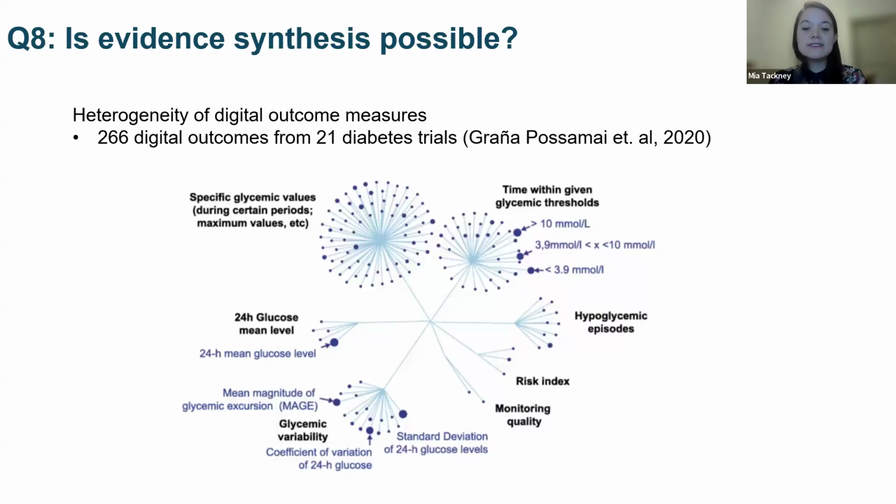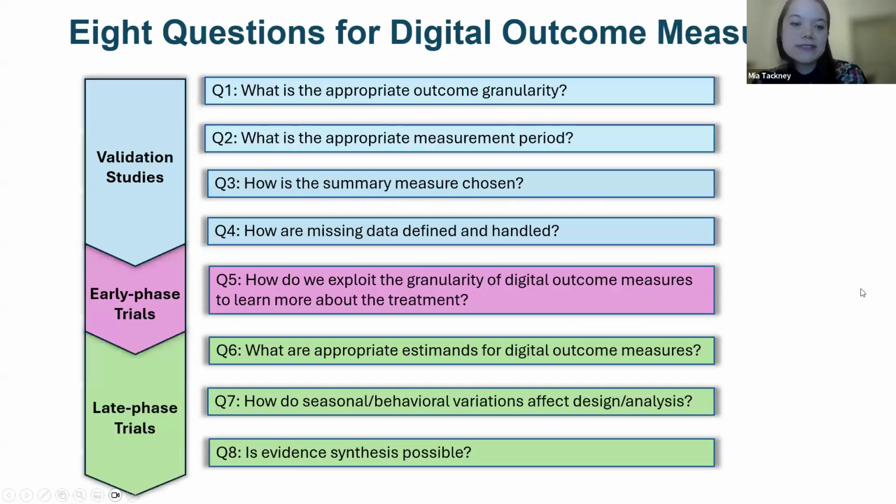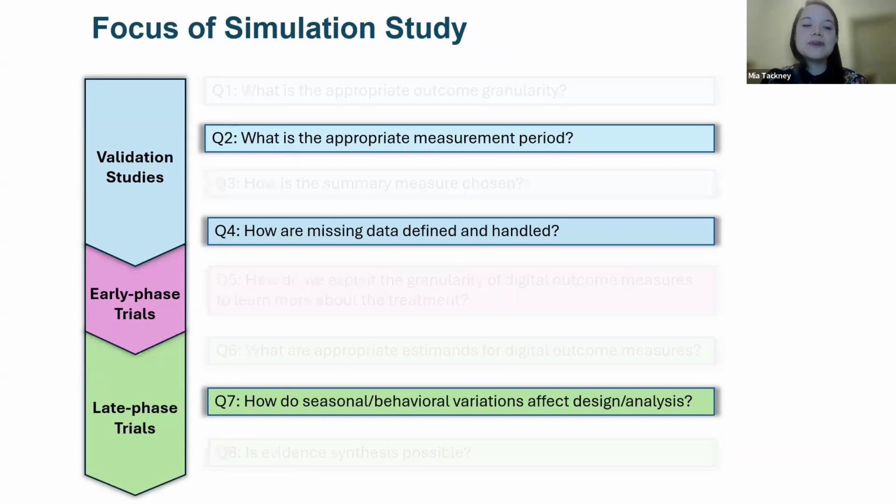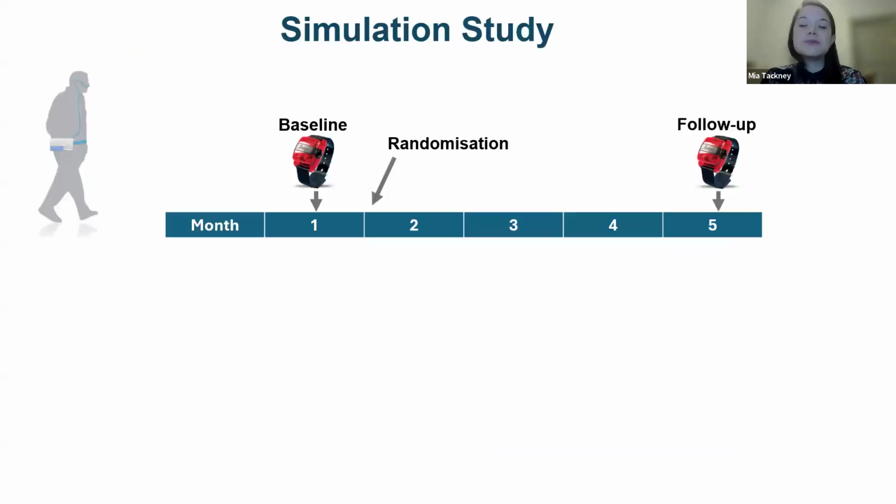So just the sheer volume of new digital outcomes that are being developed. This presents big questions going forward when it comes to doing evidence synthesis. So we'd like to highlight these 8 methodological questions that we have posed for using digital outcome measures. What we're going to do now is focus on 3 of them and illustrate the potential impact of these considerations in a practical example through this simulation, which is loosely based on the Bellerophon phase 2 study that Sofia already introduced to us.